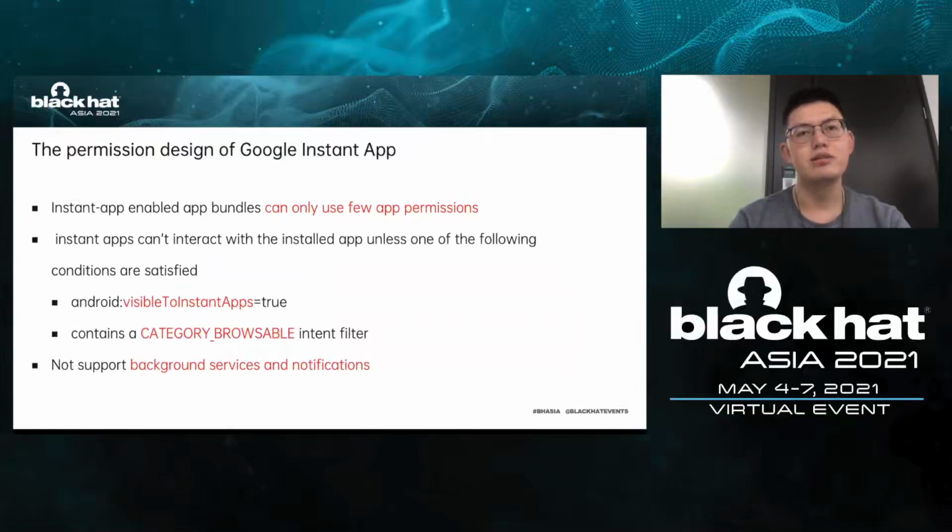Google Instant App has some permission design. Instant App enabled app bundles can only use a few app permissions. Instant App can't interface with the installed app unless one of the following conditions is satisfied, like visibleToInstantApp is true, or it contains a category browsable intent filter. And Google Instant App will not support background services and notifications.